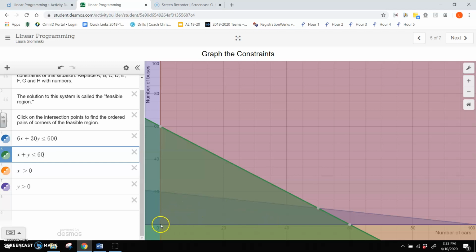Okay, so this point is one of the points of intersection, so that'll be 0, 0. This point is the second one, so 0, 20. This is the third one, and you can see it's 60, 0. And this is the fourth one, 50, 10. So once you write all your inequalities and graph them, those are the critical points that you care about, the 4 points of intersection that make your feasible region.